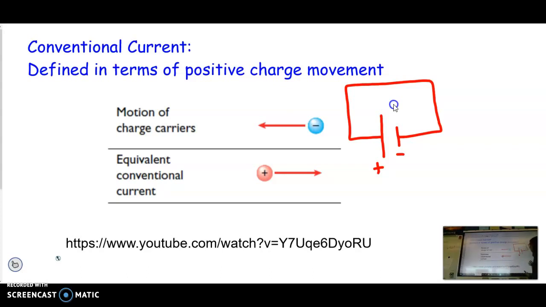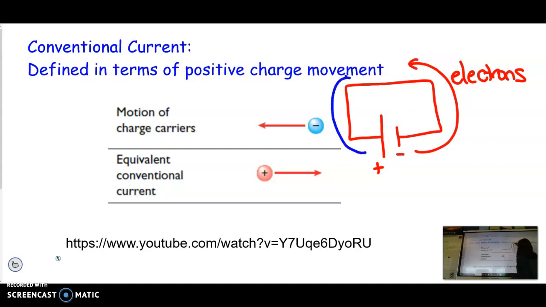Well, charge wants to move away from the negative side and toward the positive side, right? This is the way the electrons are going. So if the protons could move, the protons would be going the other way. So the positive charge would go in this direction. So we define conventional current in that particular direction. So conventional current is going to go from the positive side of a battery toward the negative side. I'll explain that a little bit more later. But this is the conventional current.